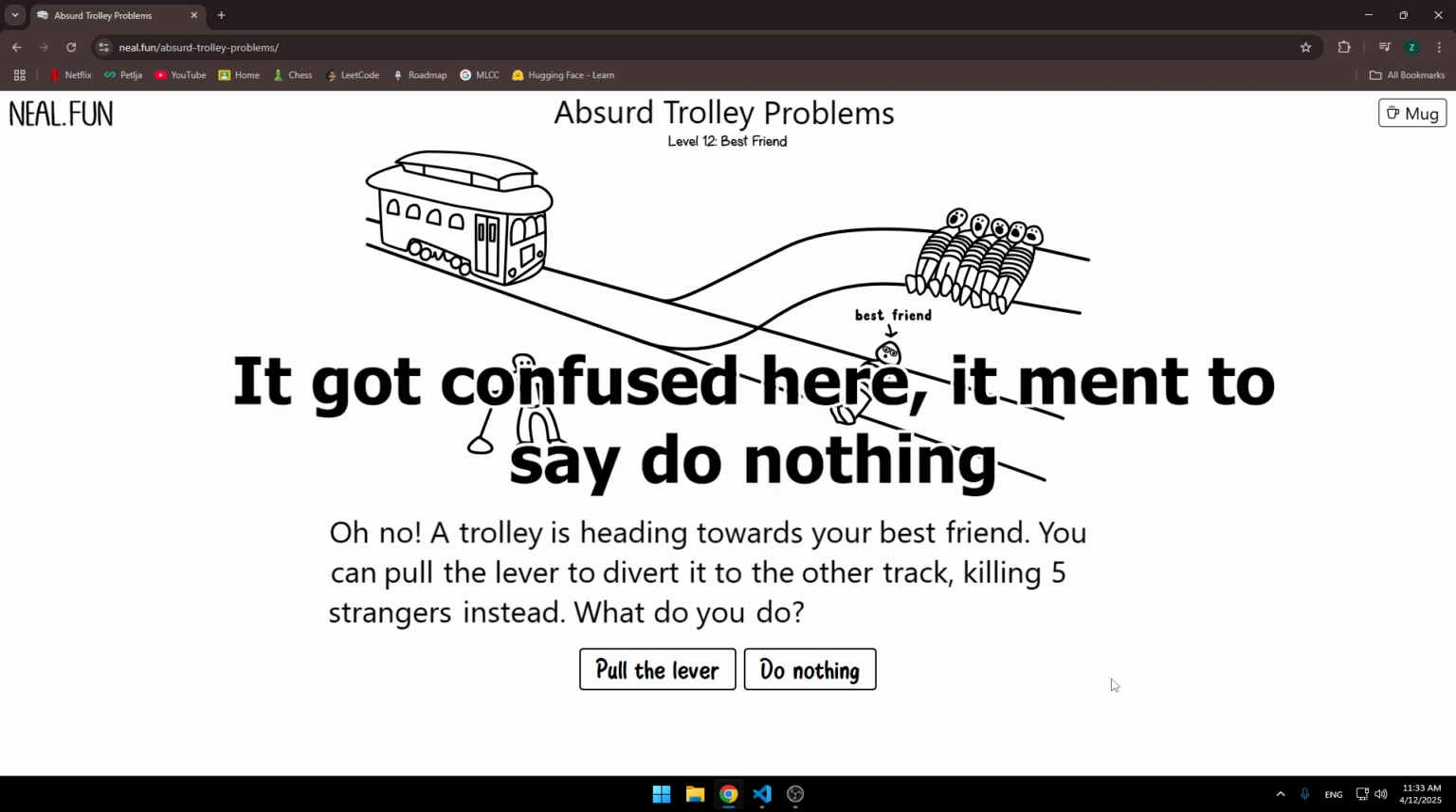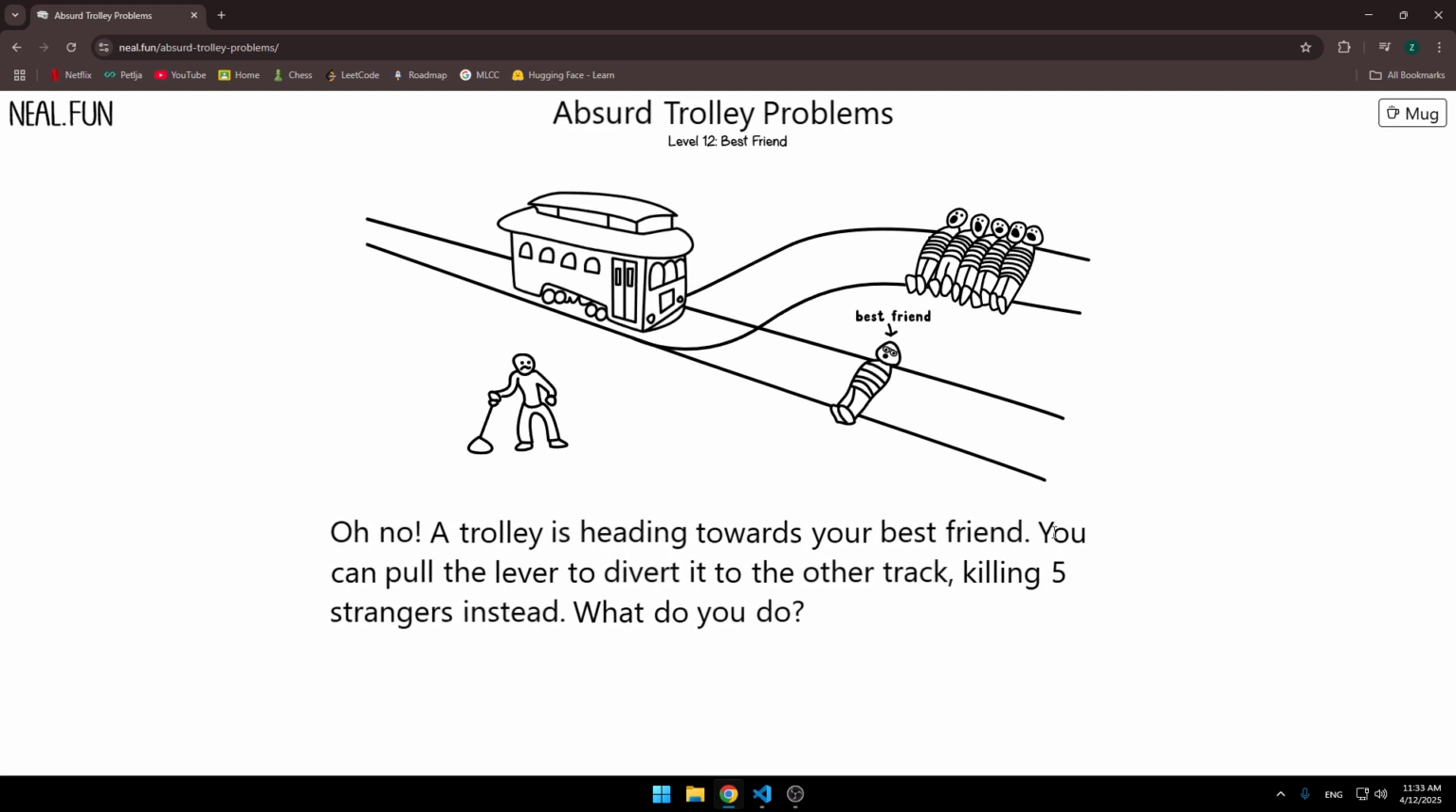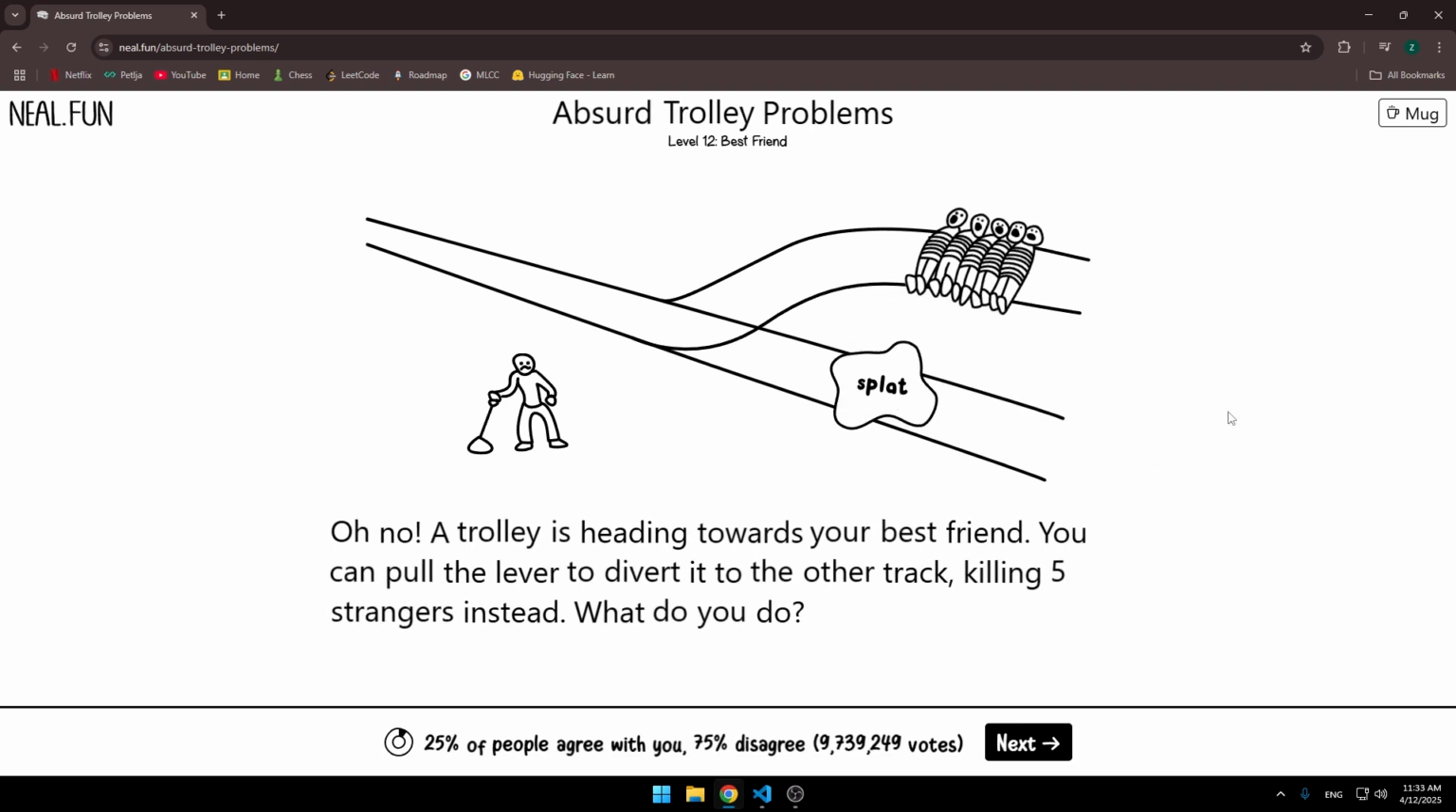Pull the lever. Yeah. Utilitarianism dictates minimizing harm. Sacrificing one life, my friend, to save 5 is the lesser evil. It's a brutal choice, but mathematically, it reduces overall suffering. Yeah, it certainly does. So I'm sorry, best friend, you're so dead here. And yeah, most people disagree.